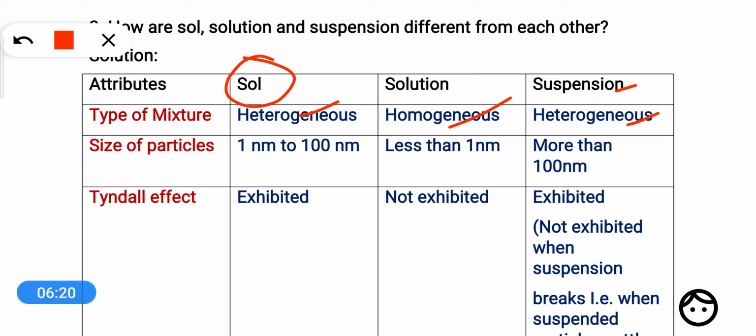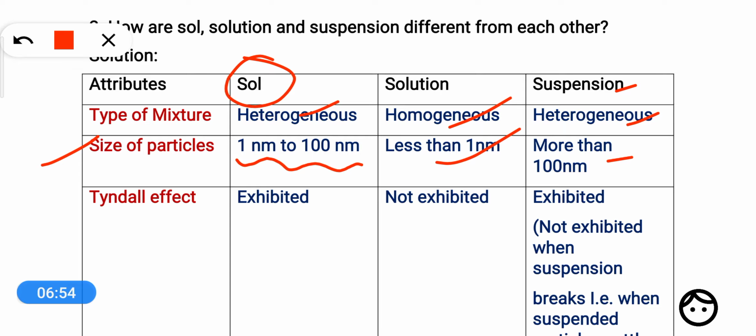Now if we talk about size of particles, you know that in colloids the size of particle is between 1 nanometer and 100 nanometer. If we talk about solution, then the size of particle is less than 1 nanometer, and if we talk about suspension, then it is more than 100 nanometer. So actually particle size is very important in determining the properties of colloid, solution and suspension. The attributes which we are going to study further in this table all depend on the size of the particle.